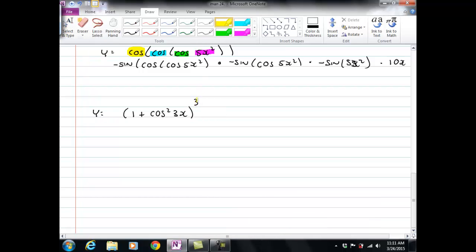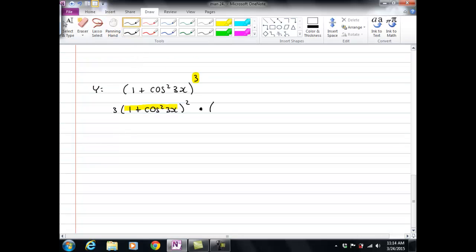I was told that you should do this 3 first, which is correct. So we're going to use a power rule. So this becomes 3. I keep everything the way it is, plus cos squared 3x to the power of 2 times... Now, here comes the next part. The issue is I'm going to multiply it by the derivative of the inside, this piece. Well, the derivative of 1 really is 0.